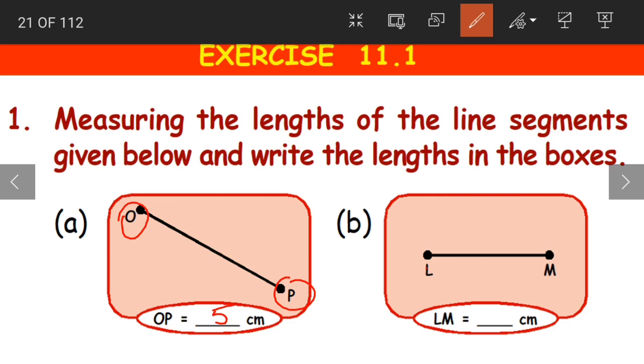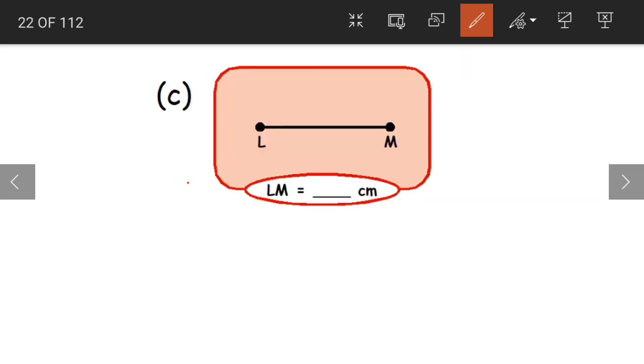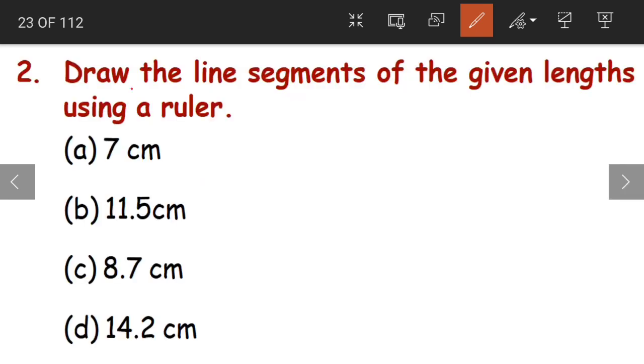Isn't this correct? Yes. So again for LM, place the ruler against the line segment such that one end point coincides with 0. Then let us say 1, 2, 3, 4. Now the other end point M is coinciding with the 4 centimeter mark. So the length of our line segment LM becomes 4 centimeters. So like this, children, with the help of a scale, we can easily find the length of the given line segments.